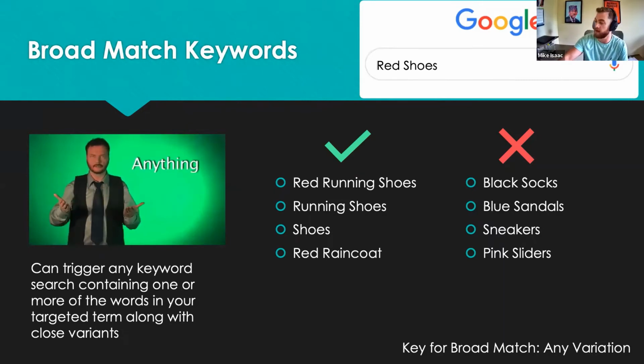And so when you're thinking about broad match keywords, it's really going to be any variation of what you put in there. So you can see that there isn't any pluses or any brackets or anything like that that we're including with this. That's really how you set a broad match keyword within your search campaign specifically.